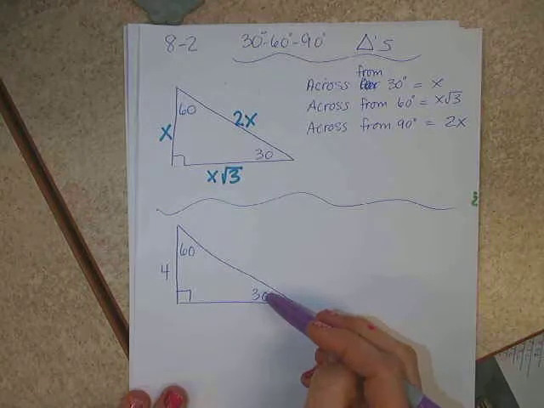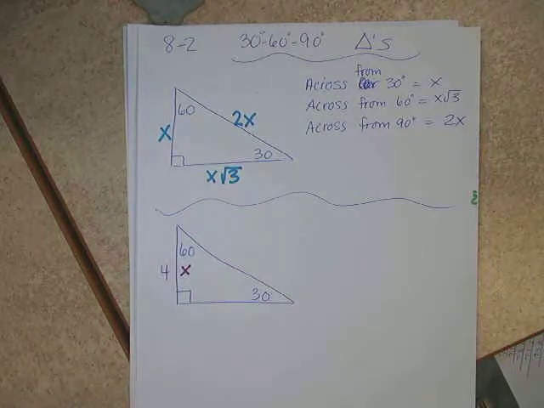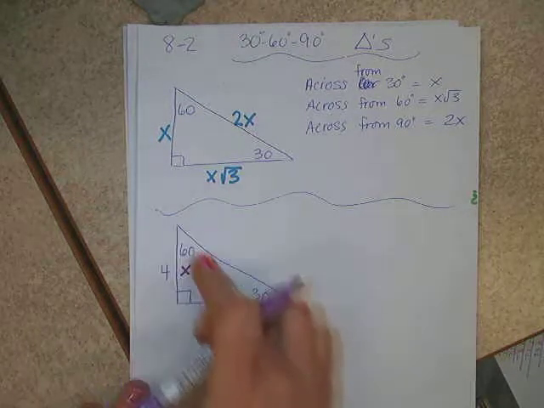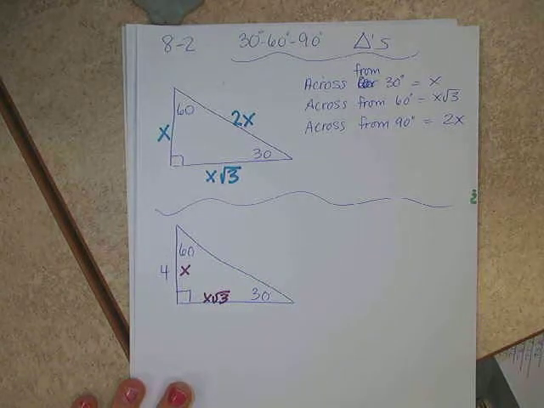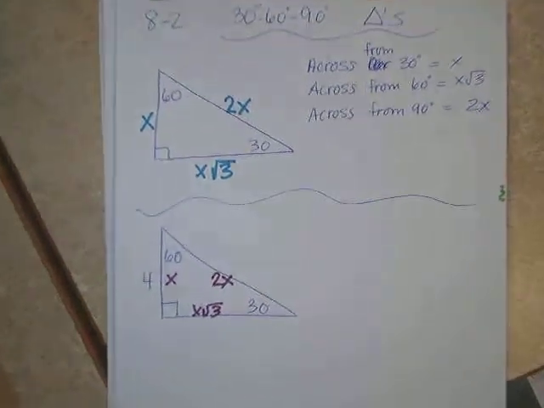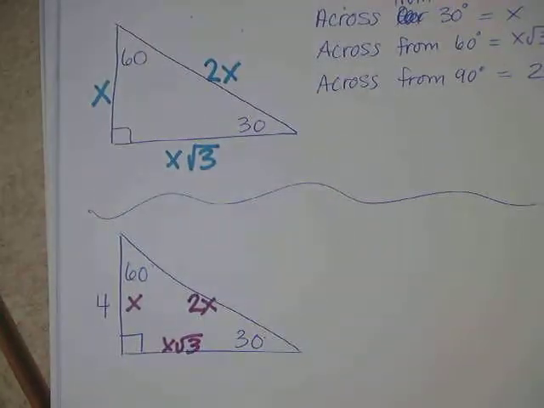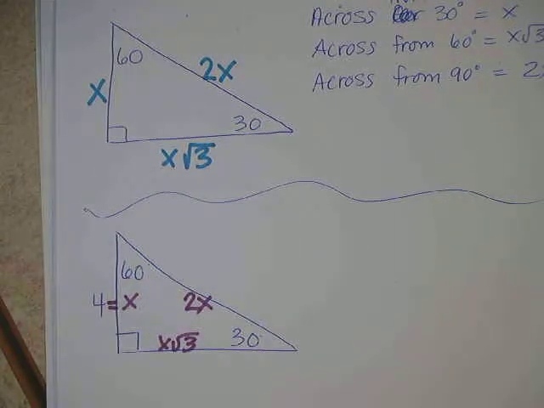But you do the same thing we did with 45, 45, 90. You're going to go across from 30, and on the inside, put down that side would be x. Across from 60 is x radical 3. Hypotenuse is 2x. Okay, so you go straight to the side that you have, and you're going to set those two equal. So we know that x is 4.